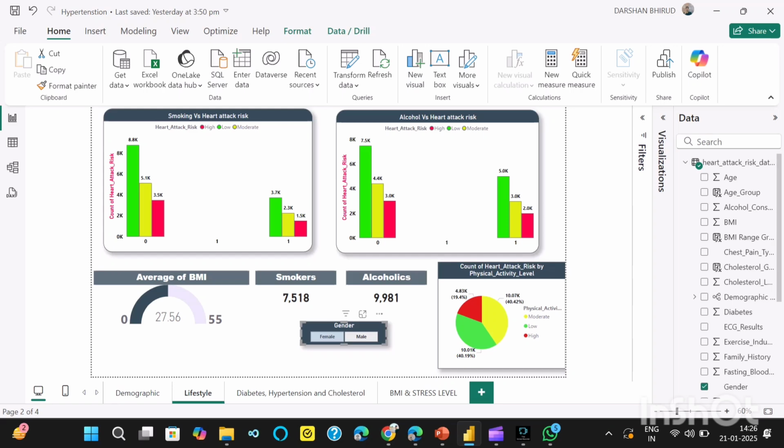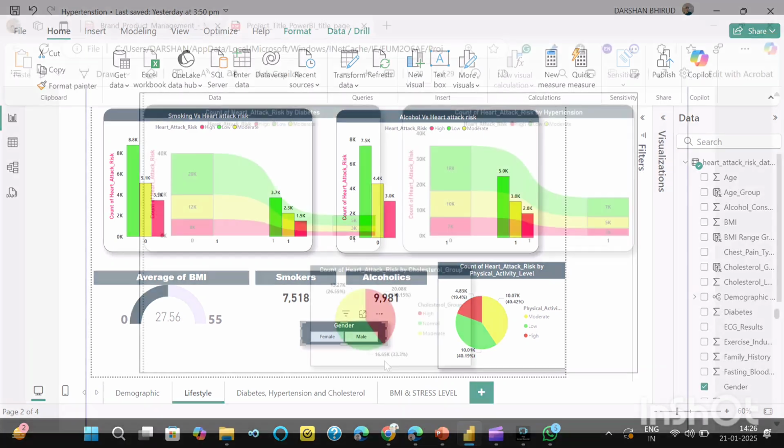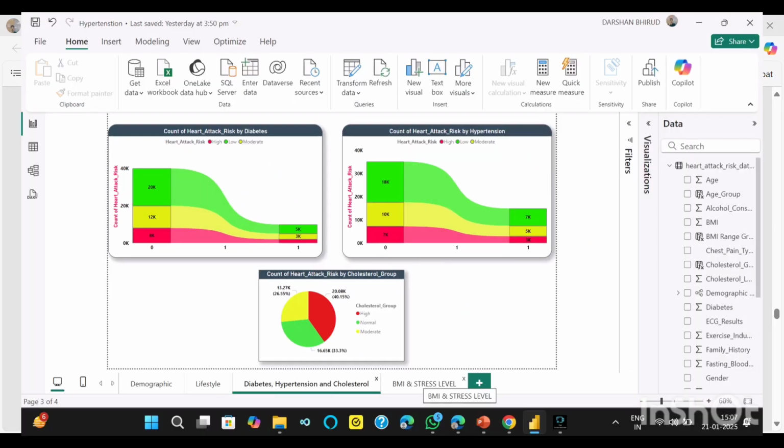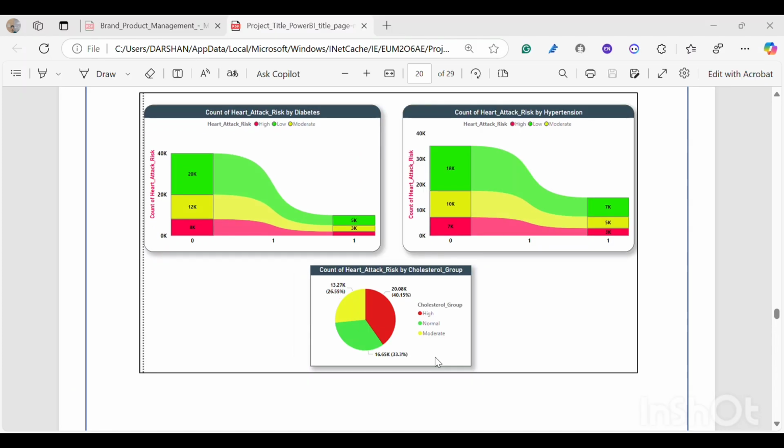There is another thing I also stated in my report: the heart attack risk by the cholesterol group. If you have high cholesterol, normal cholesterol, or moderate cholesterol, what are the chances of getting a heart attack with respect to your cholesterol group? You can see that if you have high cholesterol, there is a 40.15% chance you will get heart attack risk.